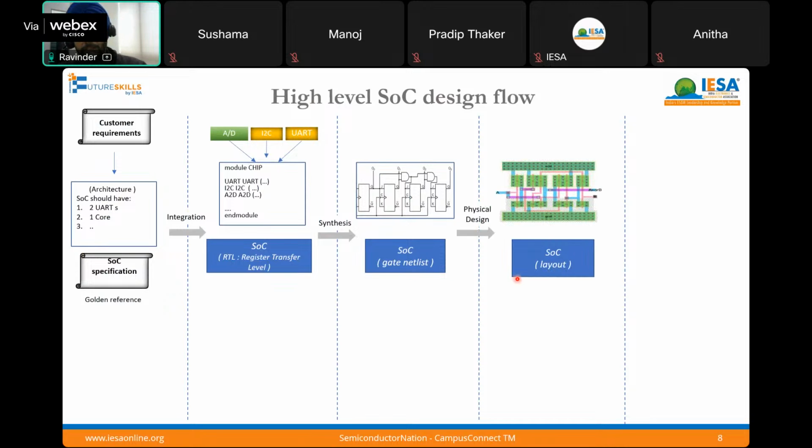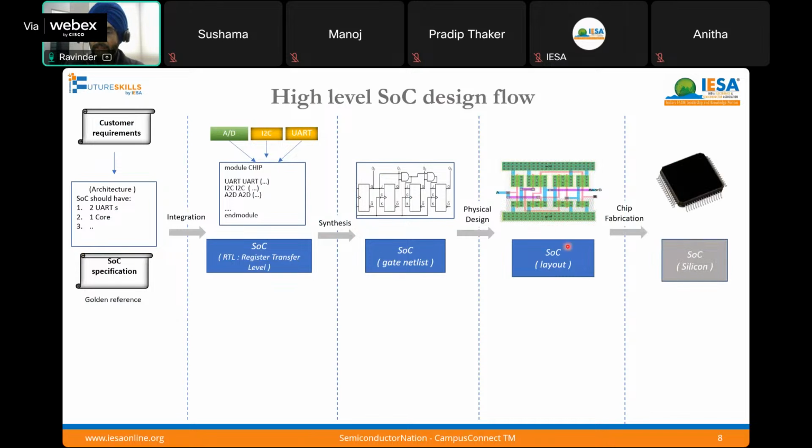What follows is the physical design, mapping this netlist into the actual layout, where we can see polys, contacts, active layers and all that, the actual layout of the chip. And finally, this layout is sent to the fab to fabricate into the IC. Now, through this design flow, bugs can creep in at different stages.